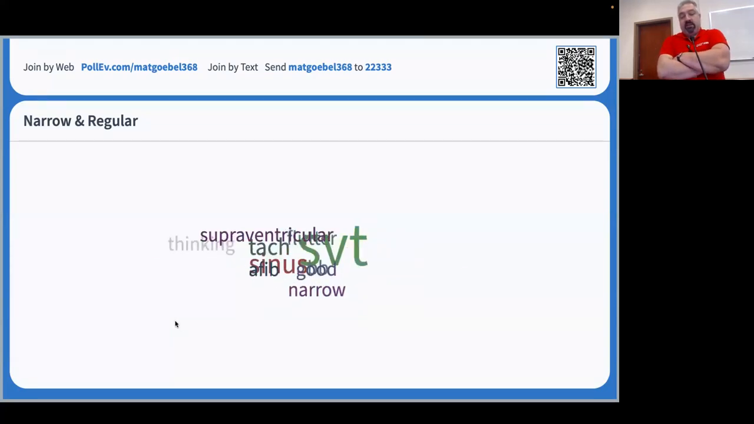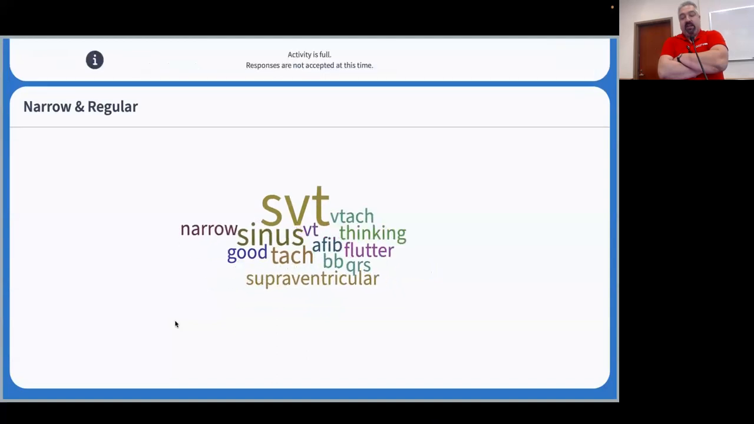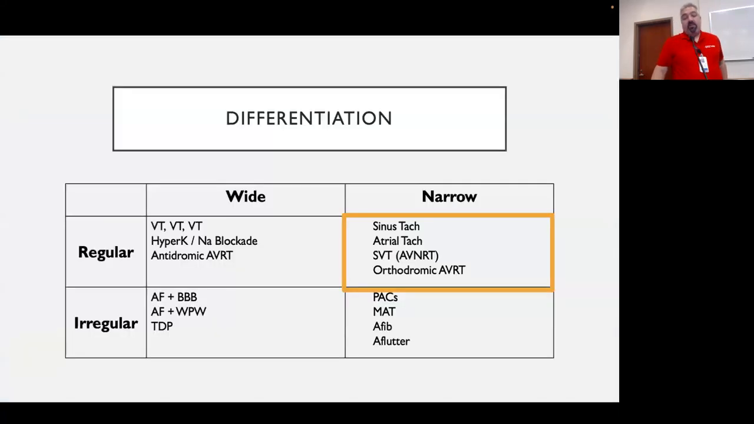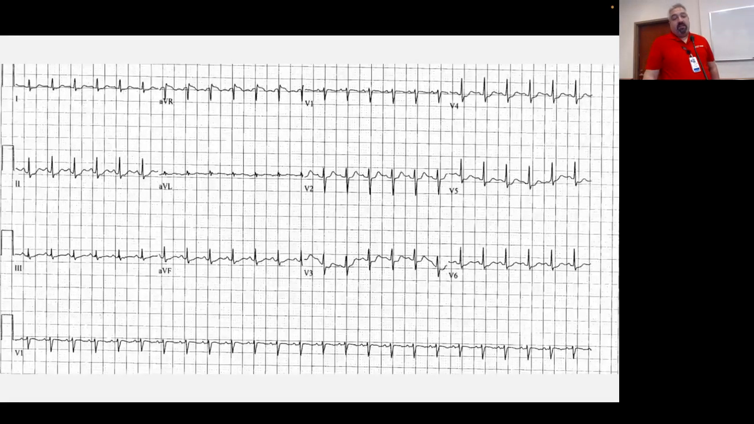Okay. Looks like most people think like SVT, sinus tach, flutter. Cool. All right. So our main list is like sinus tach, atrial tach, SVT, and orthodromic AVRT. So let's go through these one by one. So sinus tach is definitely the most common one.